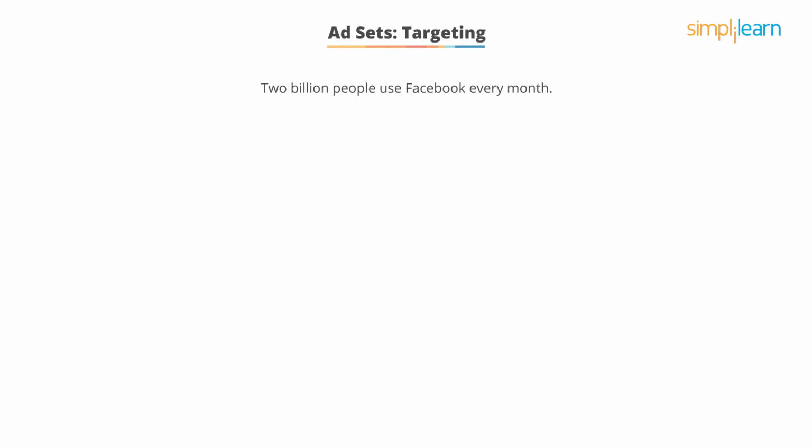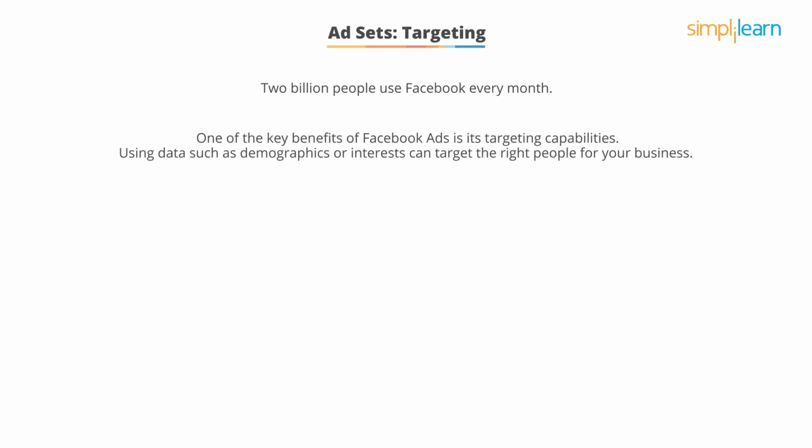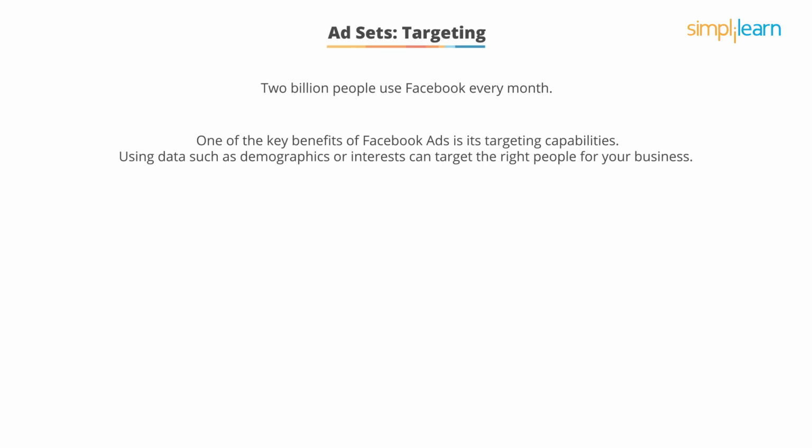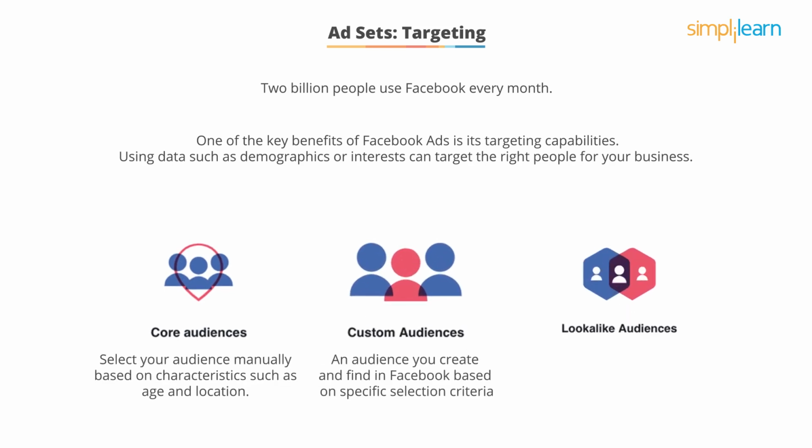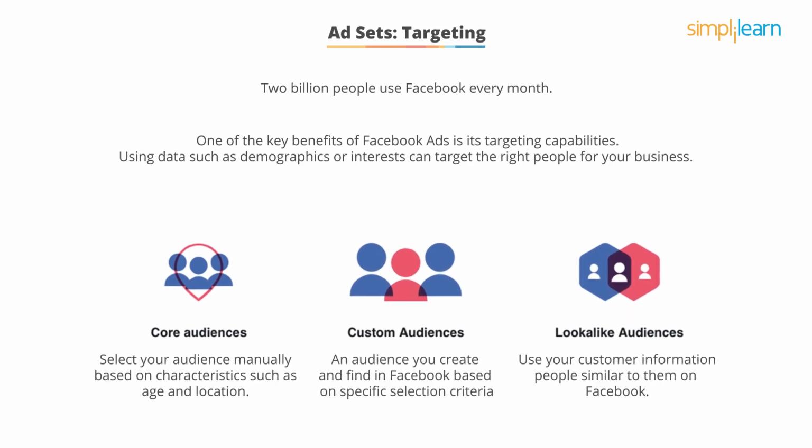The next thing I want to introduce to you in a bit more detail is Facebook's targeting that you can do when you create your ad sets. This is one of the most powerful features of Facebook advertising. You can create three types of audiences for your ads: a core audience, a custom audience, and a lookalike audience. So let's have a look at these in a bit more detail.